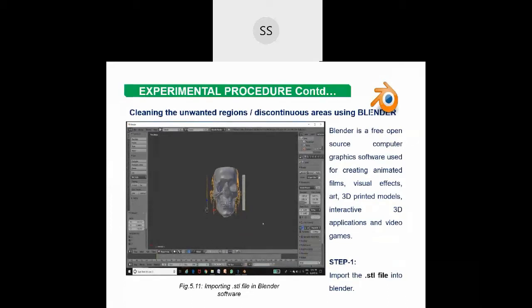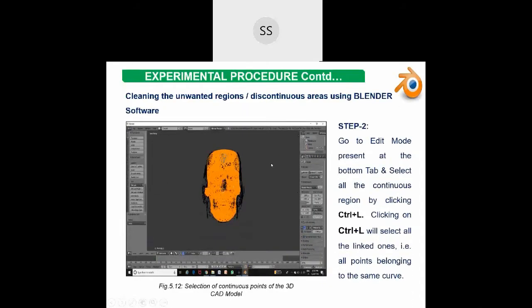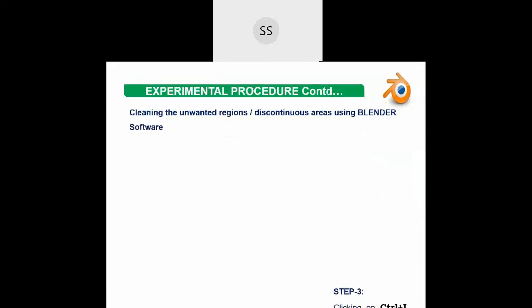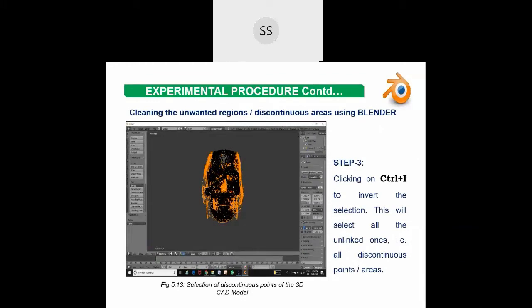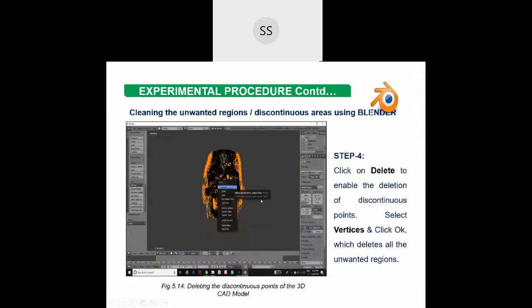Then you clean the unwanted regions and discontinuous areas using Blender software. Blender is computer graphics software used for creating animated films, visual effects, etc. You import the .stl file into Blender, then you invert the selection. This will select all the unlinked parts, that is, all the discontinuous points you get here. These discontinuous points you have to eliminate, all of them.